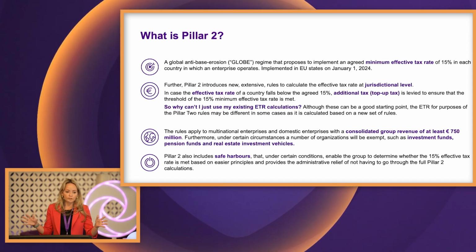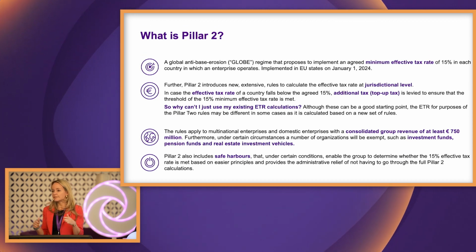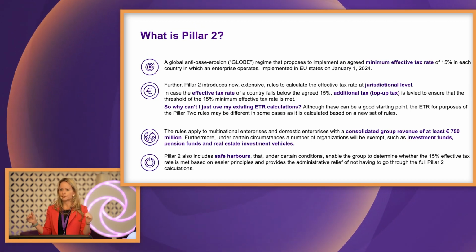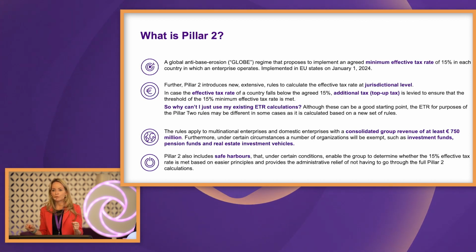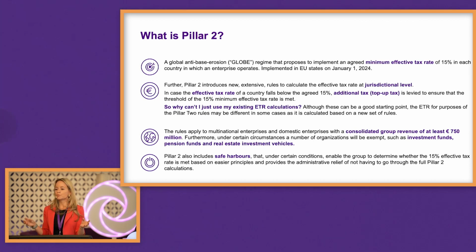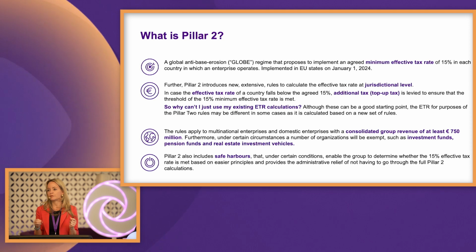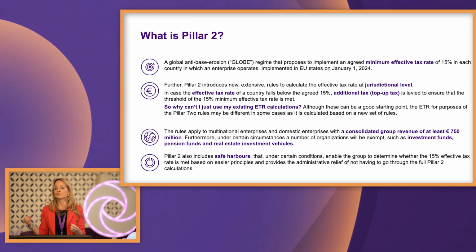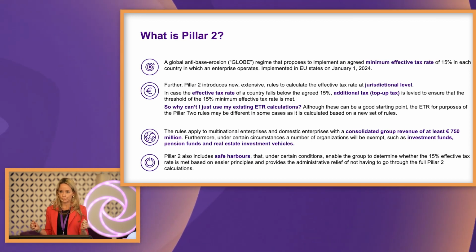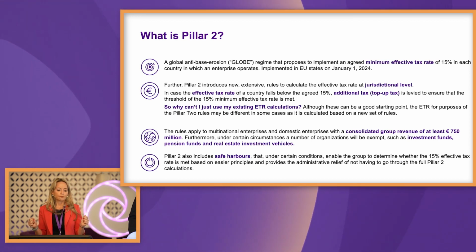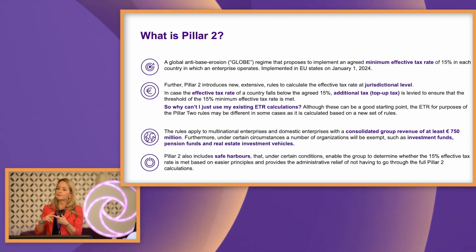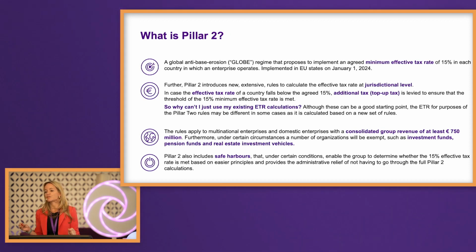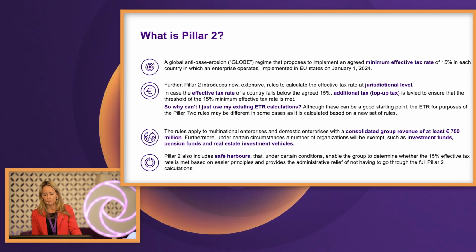Now, there is one advantage, and that is that Pillar 2 isn't applicable yet. I say yet because there is an intention to lower the threshold. But for now, the threshold is set at a group turnover of 750 million. So if you have a group and you don't meet that threshold, then you do not fall in the rules of Pillar 2. Furthermore, there are some exemptions. Investment funds, pension funds, and real estate companies are exempt from the Pillar 2 rules.